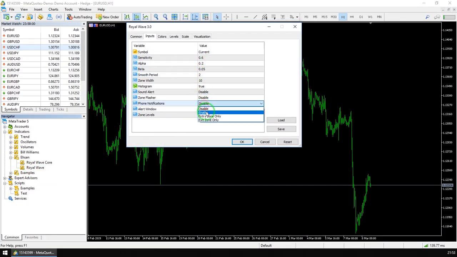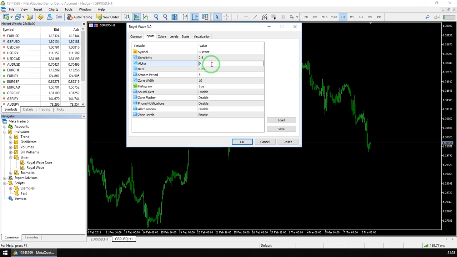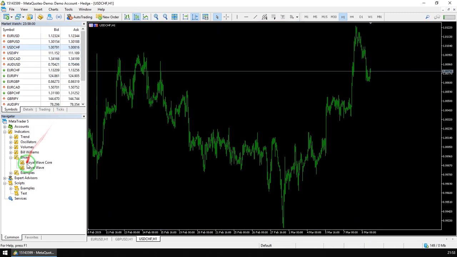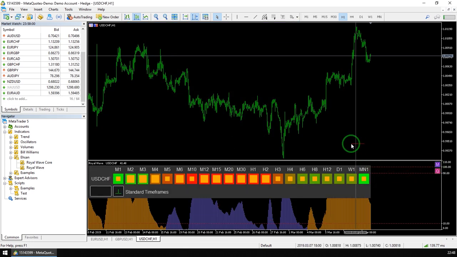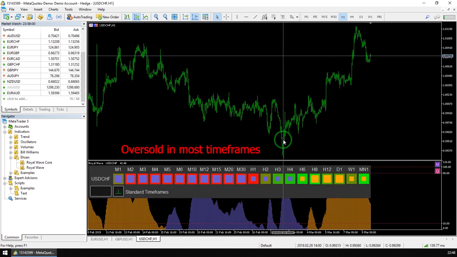Personally, I use this indicator as the main part of my strategy. I put Royal Wave on all symbols that I want to trade and enable notifications and leave my desk. Royal Wave will let me know when to come back to analyze my chart and manage my trades.